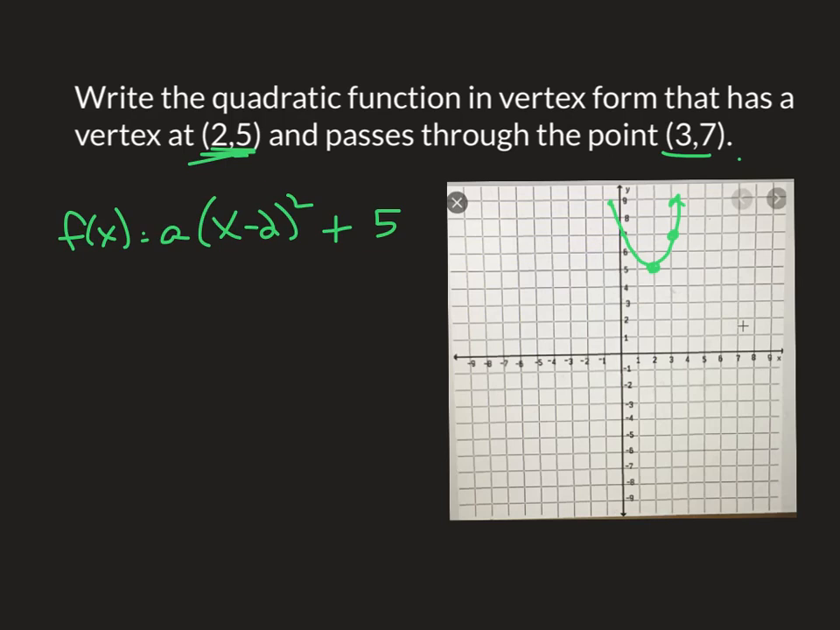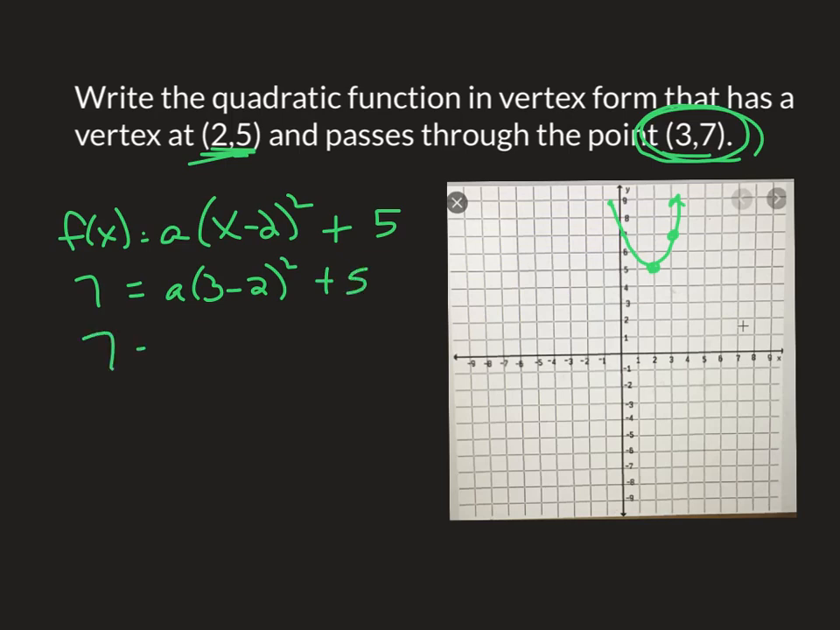Now, because the graph passes through the point (3, 7), there's only one reason why it passes through (3, 7). That's because (3, 7) works in the equation. That's why. So I'm going to put the 7 in for the y. f of x is really y. I'm going to put the 3 in for the x, and it has to work. So what that's going to leave is the a. I can just solve for a.